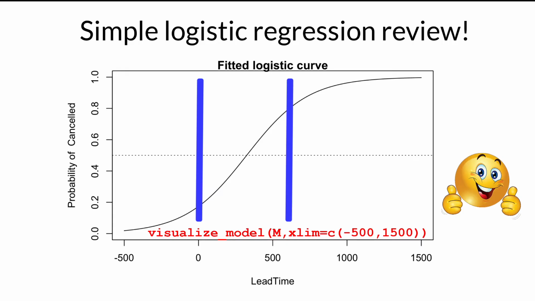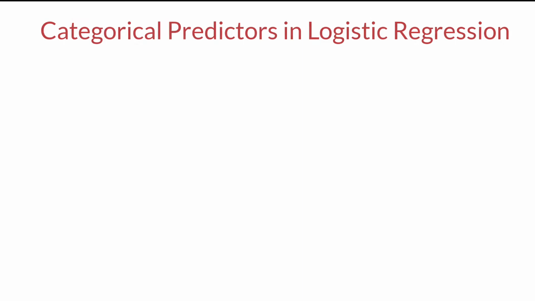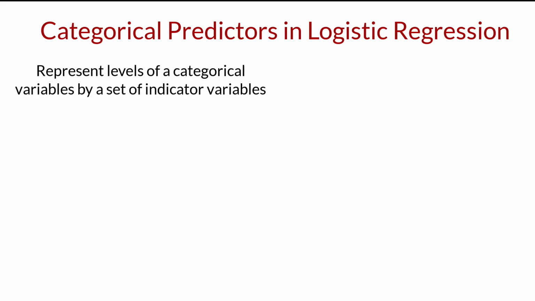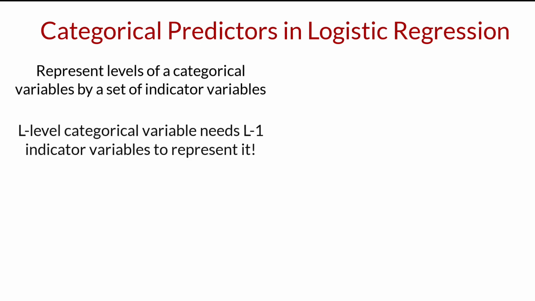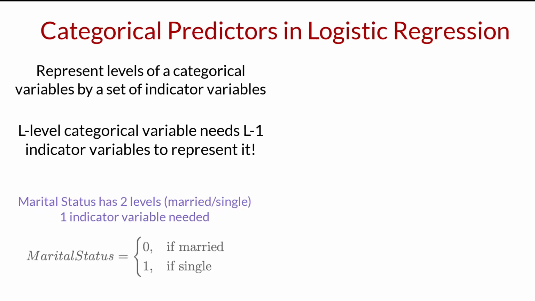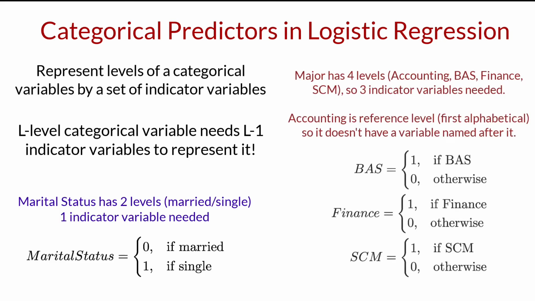What if we wanted to use a categorical predictor to predict the cancellation probability? Well, we need to get it into numerical form, and to do that, we represent it as a set of indicator variables. Just like in multiple linear regression, if our predictor has L levels, we're going to need L-1 indicator variables to represent it. Now, the level that comes first alphabetically, we call the reference level. That doesn't get an indicator variable named after it, but every other level does. That is going to equal 1 when the booking has that level, and 0 otherwise.